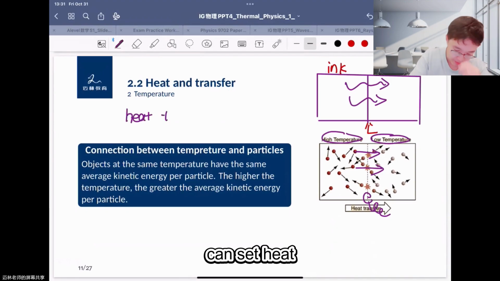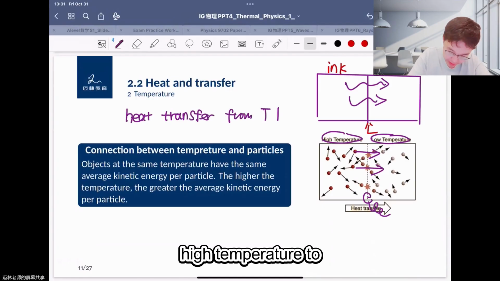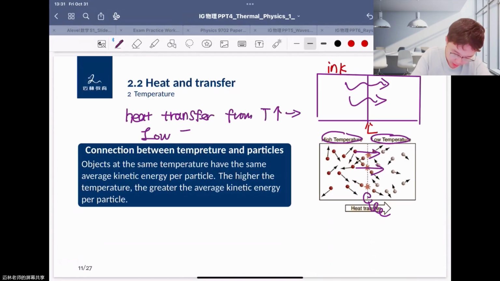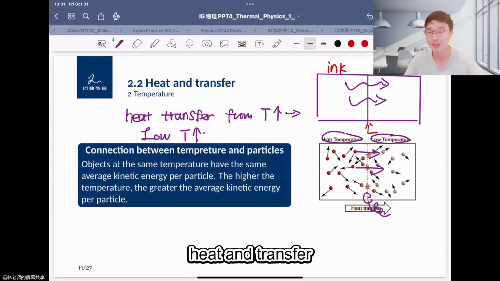And that heat transfers from high temperature to low temperature, this way. So that is heat transfer.